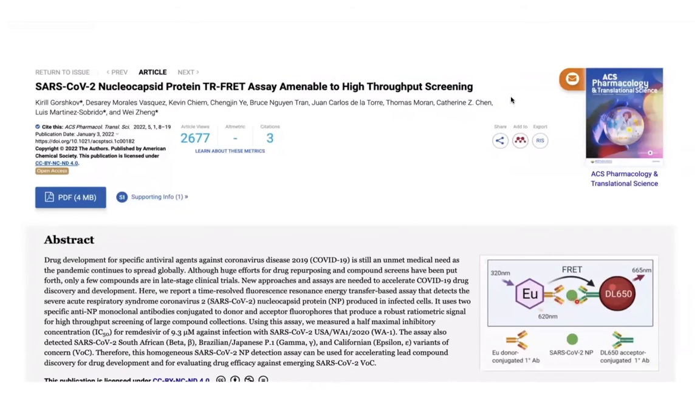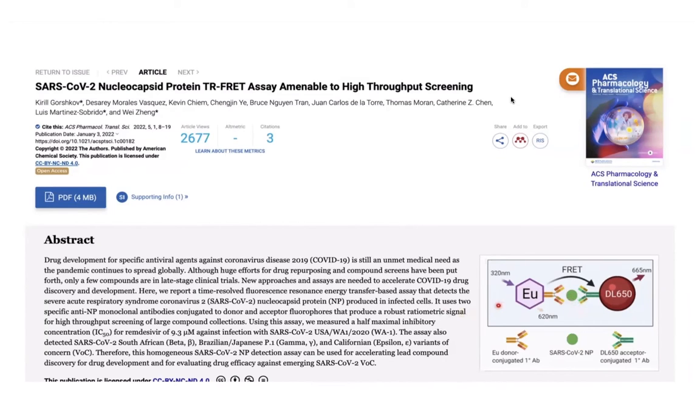One example is that you can have antibodies that are labeled with fluorophores. If you have two different antibodies that recognize one of the COVID proteins, the nucleocapsid protein, NP, where one is a donor and one is an acceptor, then when they bind to that NP protein they're going to be close enough together that you're going to get FRET.